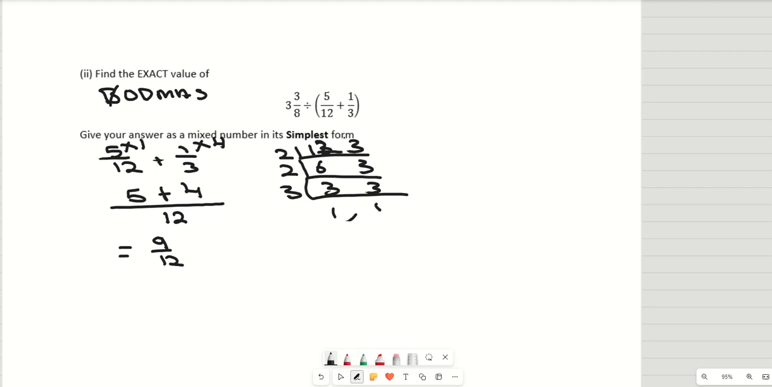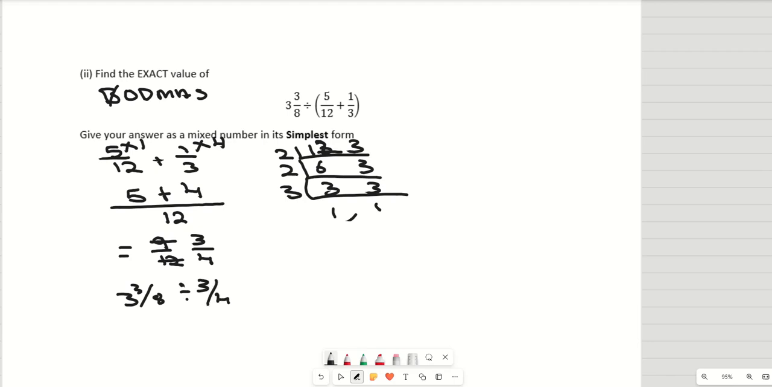What could go into 9 and what could go into 12? 3. 3 could go into 9 three times, and 3 could go into 12 four times. So the answer here in the brackets is going to be 3/4. Right, so now it is 3 and 3 over 8 divided by 3 over 4.